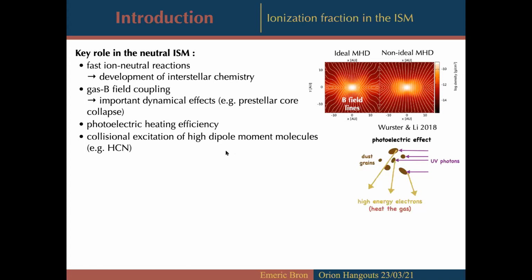So as you probably know, the ionization fraction plays a key role in the physics and the chemistry of the neutral ISM. First, because it allows fast ion-neutral reactions, which will enable the development of interstellar chemistry in molecular clouds. Second, because it's controlling the coupling of the gas to the magnetic field, which will have important dynamical effects, especially during the collapse of prestellar cores. It also affects the efficiency of the photoelectric heating mechanism, one of the most important heating mechanisms in the ISM, because the charge state of the grains depends on the ionization fraction in the gas.